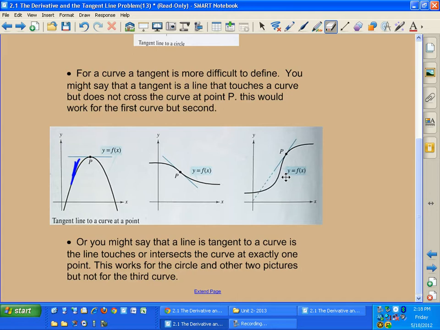So what we're going to talk about when we're talking about tangent lines is just a little segment that will touch the curve at one particular point. It may cross it at some time later on, but at that particular point we're going to find a little segment that's only touching the curve at that one point.